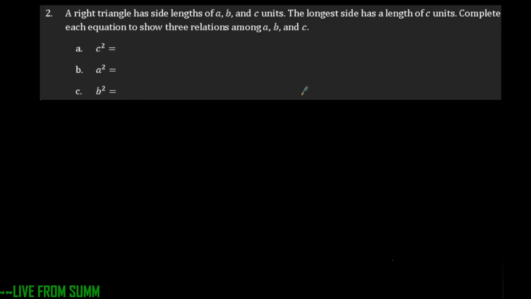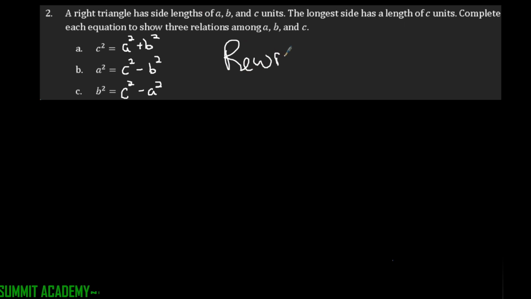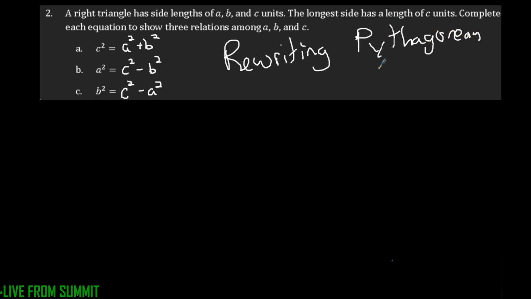For the next one, it says a right triangle has side lengths A, B, and C units. The longest side is C. So we know it's a right triangle, and we know the longest side is C, so it's basically asking us to rewrite the equation. This is the same as A squared plus B squared. For this one, it has to be the longest side minus the other side. So that one's real easy. This is just rewriting the Pythagorean theorem.